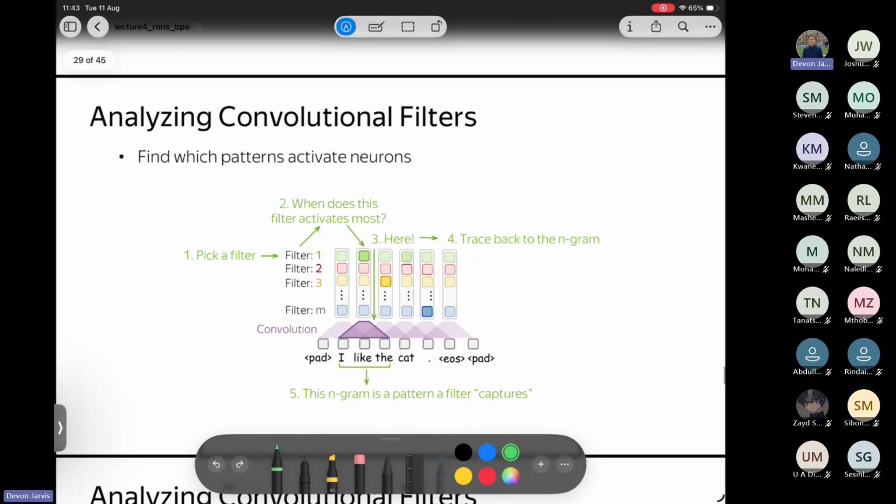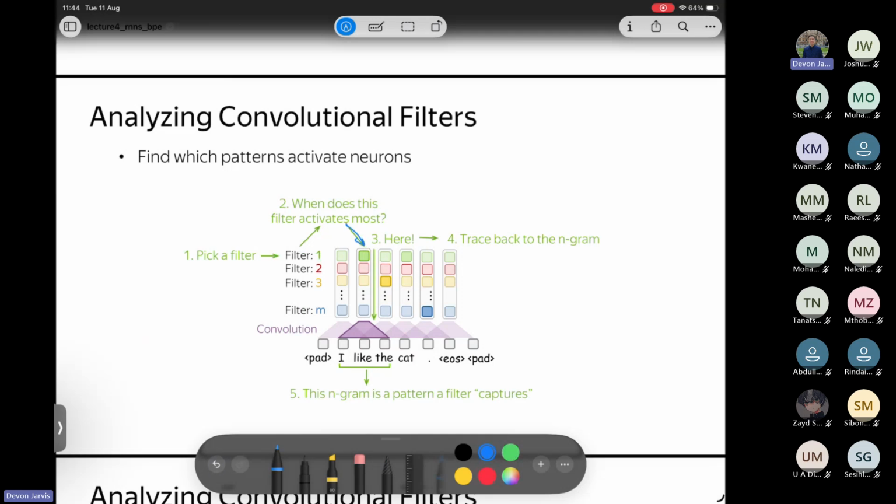Okay, and so how do we do this in a text way? Well, all you're going to do is go into a layer of your convolutional neural network, let's say, look at each of your filters, and find the one that gets the most activity. So again, it looks a lot like max pooling already.